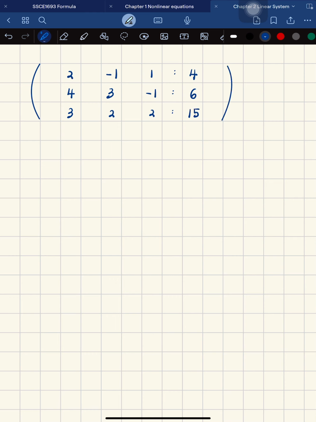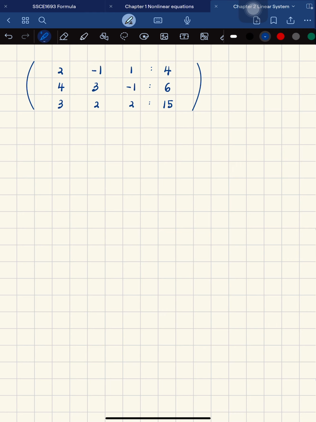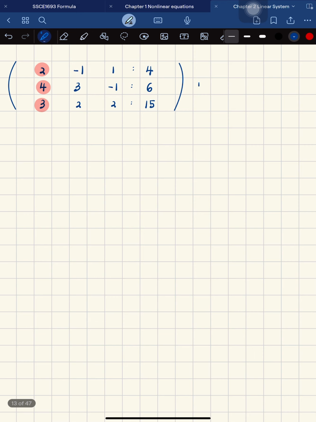Okay, right. So focus at the first column. Each column, the value must be maximum. If we compare 2, 4, and 3, 4 is the maximum. So what you need to do is change row number 1 with row number 2.